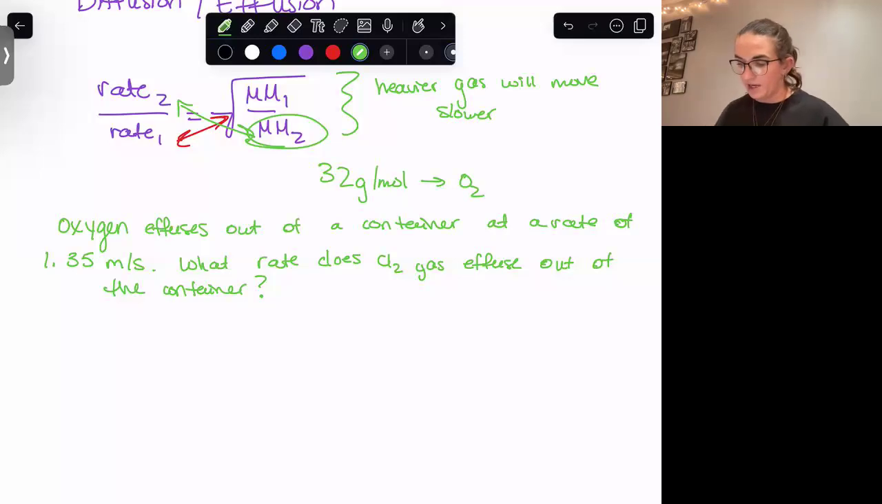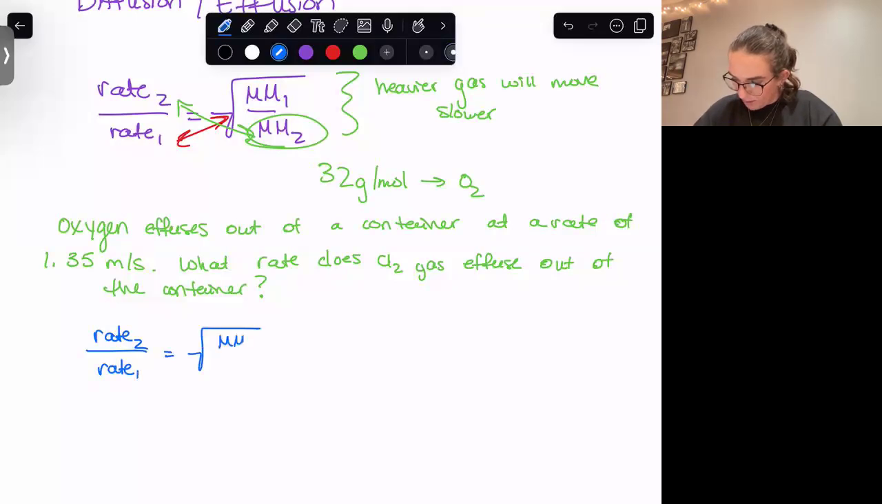Okay, so oxygen diffuses out of a container at a rate of 1.35 meters per second. What rate does chlorine gas diffuse out of the container? So for this problem, we are going to use rate 2 over rate 1 is equal to the square root of molar mass 1 over molar mass 2. This is a paper exam, so feel free to write all over your exam.